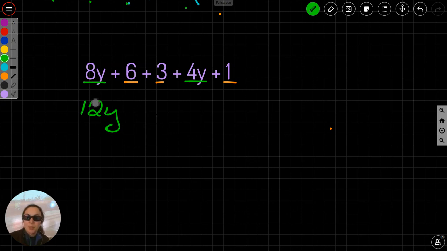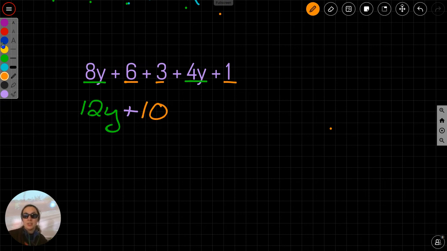Complete coincidence there. 12 y's. Now, let's combine our constants. We have 6 and 3 and 1. 3 and 1 is 4, plus 6 is 10. So, our total number of constants is 10.